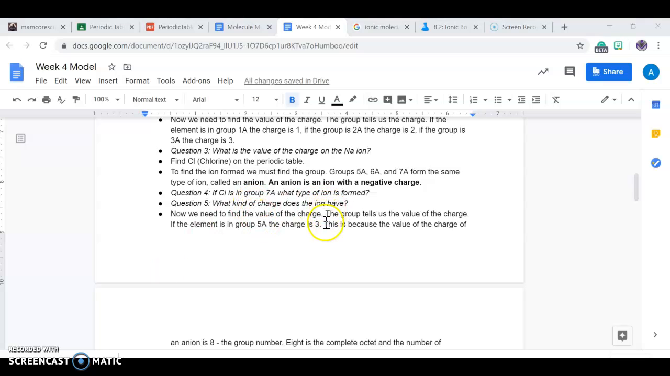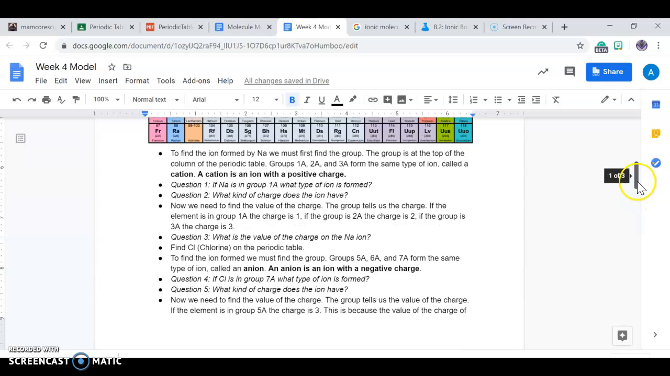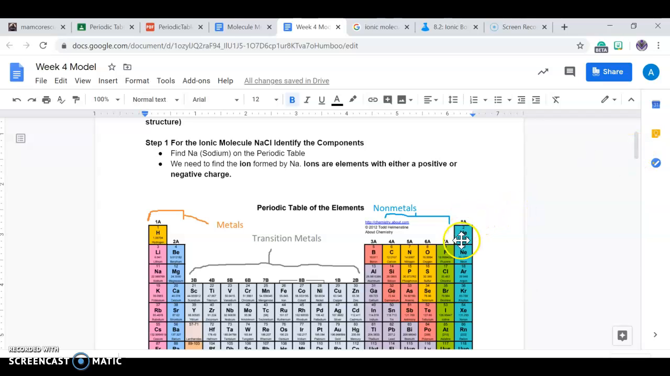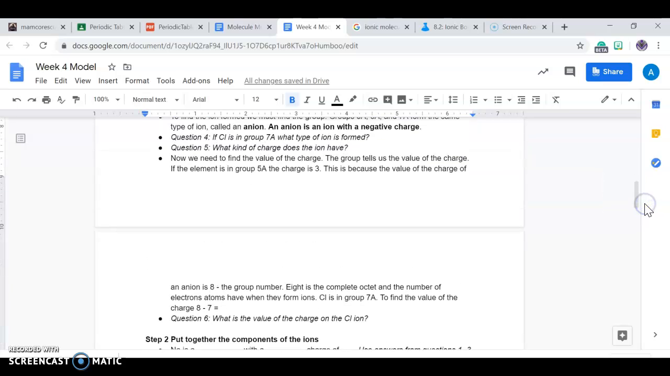Okay, now we're going to find the value of the charge. The value of the charge depends on the group, and for anions, it's different than cations. And that has to do with the fact that anions, if you remember from quarter 3, are gaining electrons. So the way we do it is we figure out how many electrons they need based on their group number to get to 8, right? Remember, noble gases in group 8 have 8 valence electrons. Okay, so if we take the group number and subtract it by 8, that tells us how many electrons it needs. So it's just a little bit different, right?